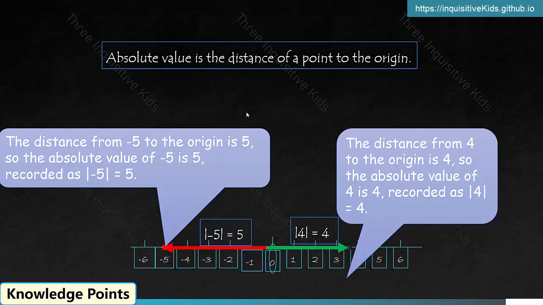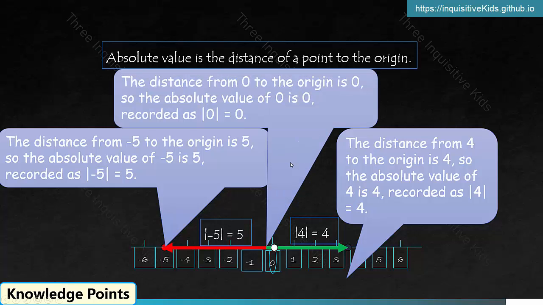The distance from negative 5 to the origin is 5. So the absolute value of negative 5 is 5, recorded as negative 5 with 2 straight lines on either side of it. The distance from 0 to the origin is 0, so the absolute value of 0 is 0, recorded as 0 with the 2 lines on either side of it.